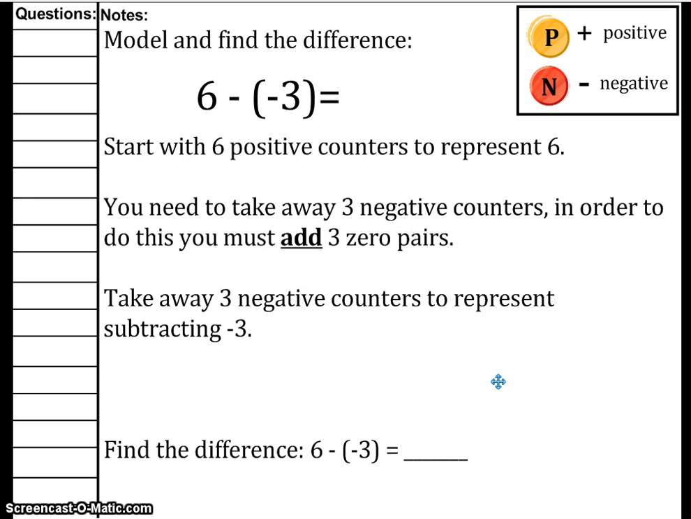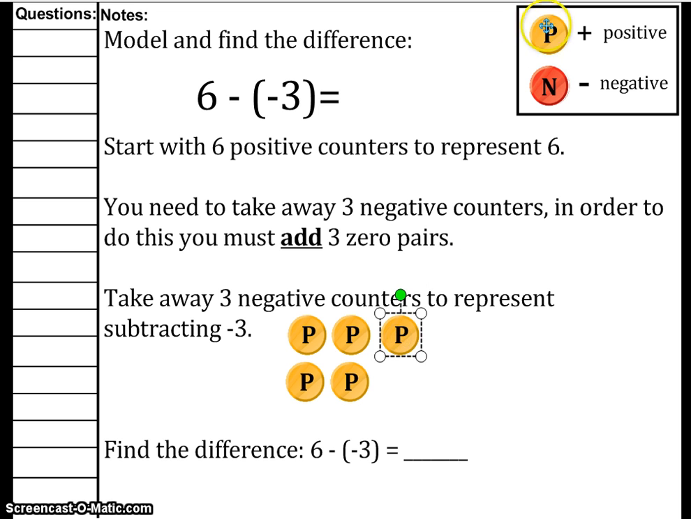Here we have 6 minus negative 3. So 6 is a positive integer. So we're going to do 6 positive yellow chips. So here's 1, 2, 3, 4, 5, 6.